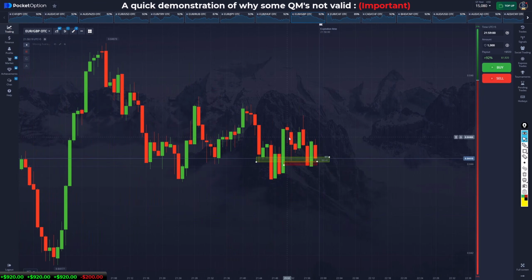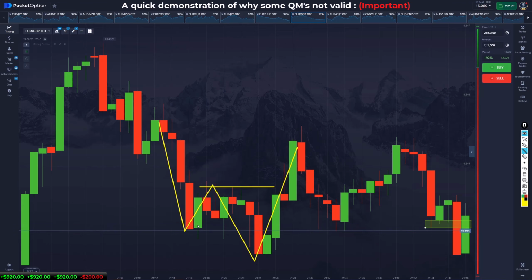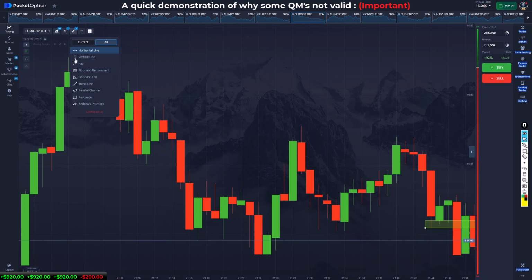So yeah, we have also another QM right here. See, the price has been coming down. Boom, break the previous swing. QM zone. Let's check the lower time frame for this one. Let me just mark this.